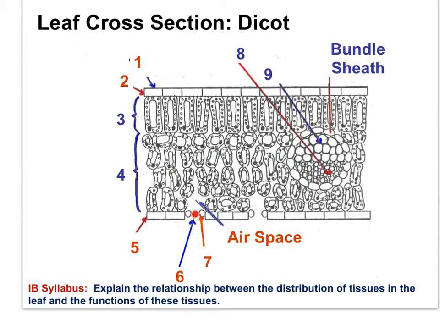6 is the stoma, the opening, surrounded by 7, the guard cells. The guard cells regulate the entry of carbon dioxide into the leaf and regulate the exit of water from the leaf by opening or closing the stoma. 8 and 9 together represent the vascular tissue. 8 is the phloem, transporting sugar out of the leaf to other parts of the plant, and 9 is the xylem, moving water into the leaf.